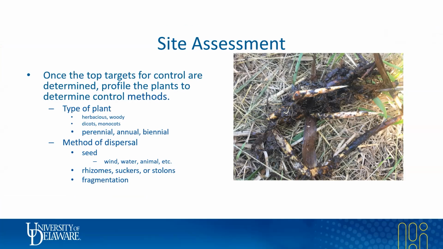There are herbaceous plants, which I spelled wrong too, don't judge me. And then there's woody, and we've got dicots and monocots, where dicots are broadleaf plants and monocots are grasses. There are herbicides that can be selected depending on what type it is. And then we also have perennial, annual, and biennial. Those types of things can determine how you're going to treat your plants, so knowing that is pretty key.